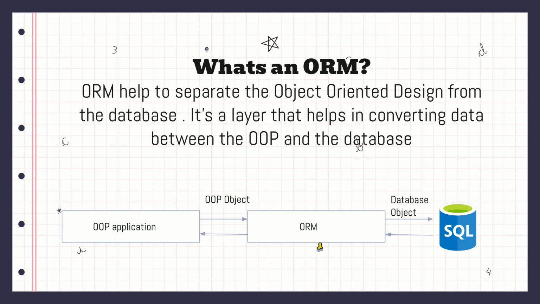If you want to request data from your object-oriented application, the application talks to the ORM, and the ORM communicates with the database and gets the data, then converts the data into an object-oriented design that you can use inside of your application. So that's basically what an ORM is. An object relational mapper helps to map the data information between the object-oriented design of your application and your database design.